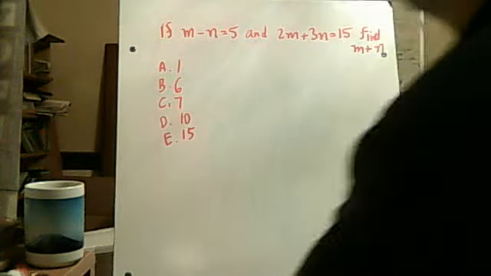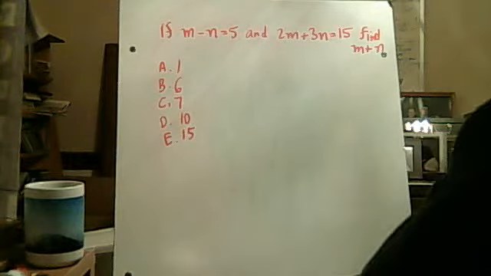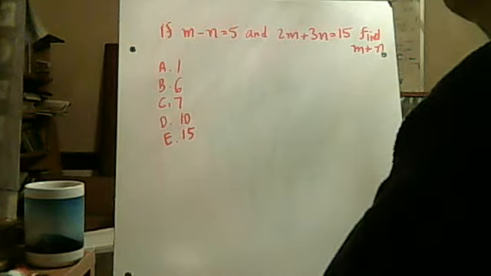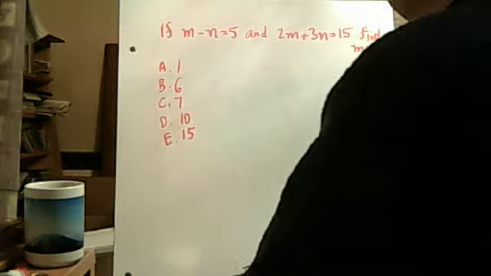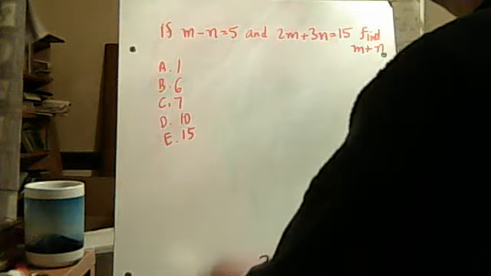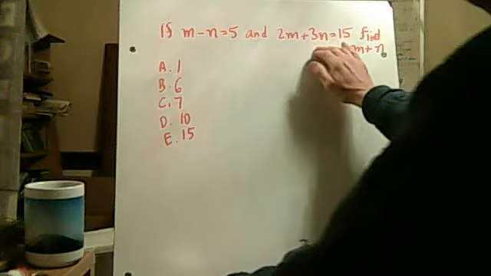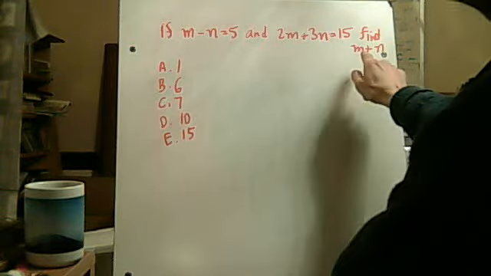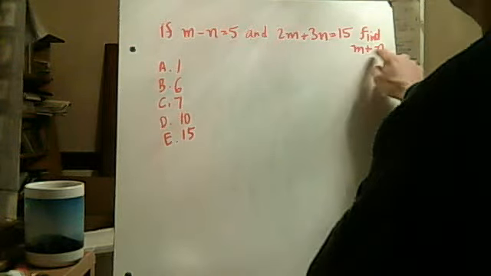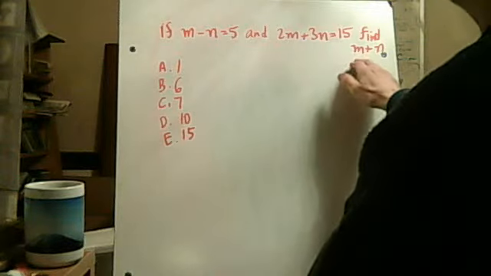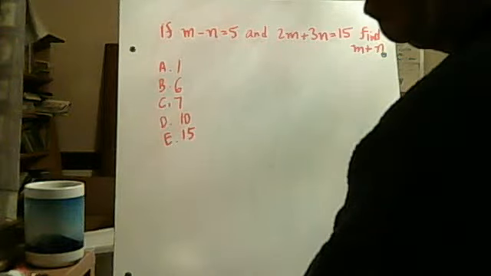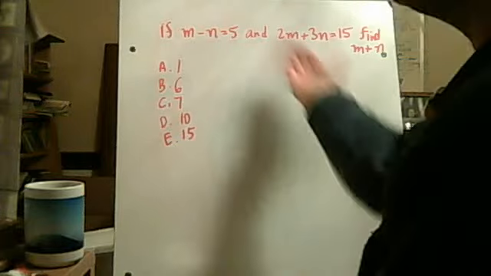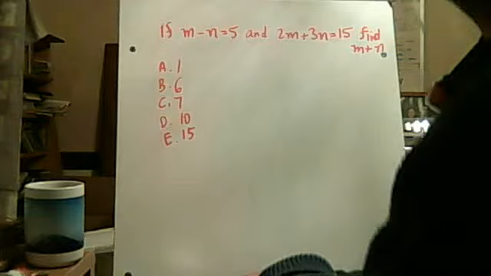Okay, here's a second lesson on simultaneous equation solving. This problem reads, if m minus n equals 5 and 2m plus 3n equals 15, find m plus n. So here, it's not just find m or just find n. They want you to find m plus n, which I think the simplest way is probably just to find whichever one is easier and then find the other one after you did that, and then just basically get m plus n.